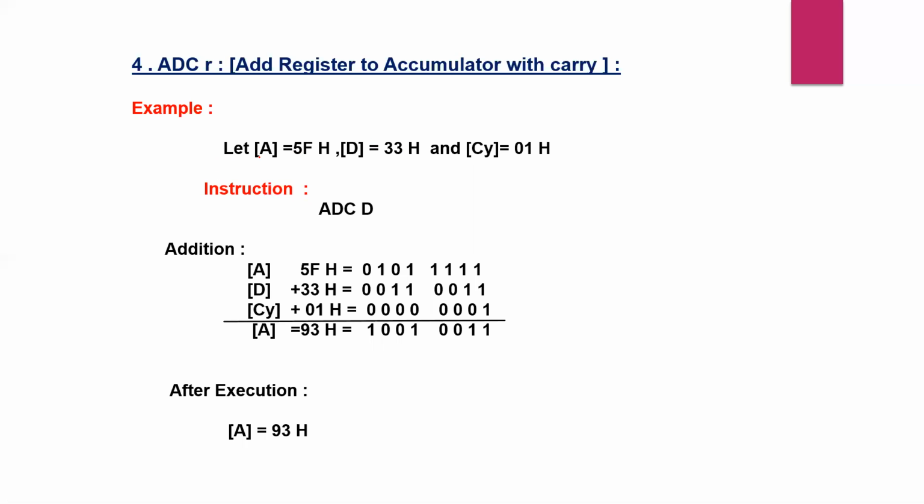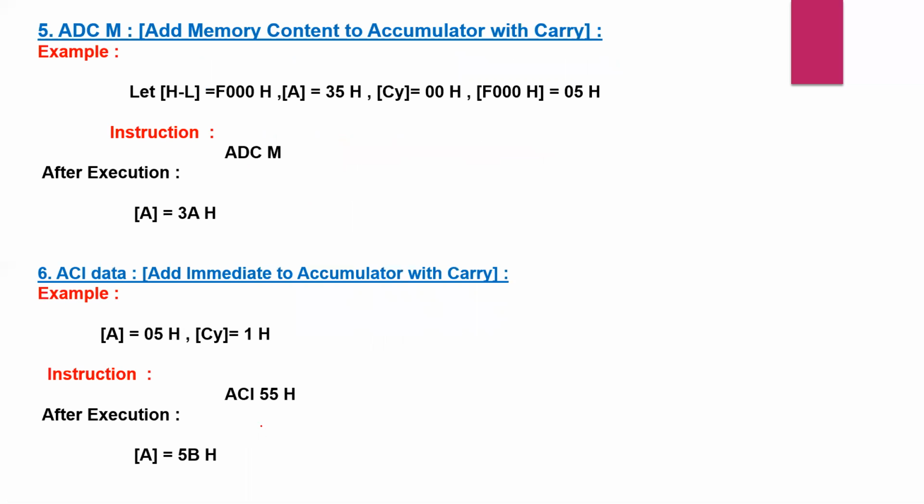Now let, for example, A has data 5F, B has data 33 and carry flag is 01. Our instruction is ADC B. A register has data 5FH, B has data 33H and our carry flag is 01. Now addition of that is 93H, which is stored in accumulator. Now after execution, data of accumulator is 93H. Now next instruction is ADC M, that is add memory content to accumulator with carry.